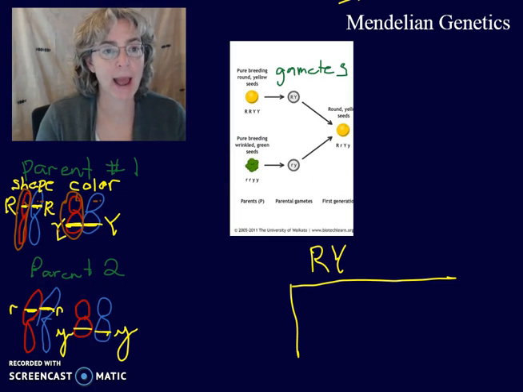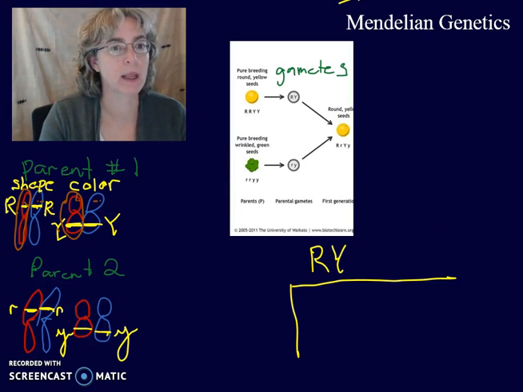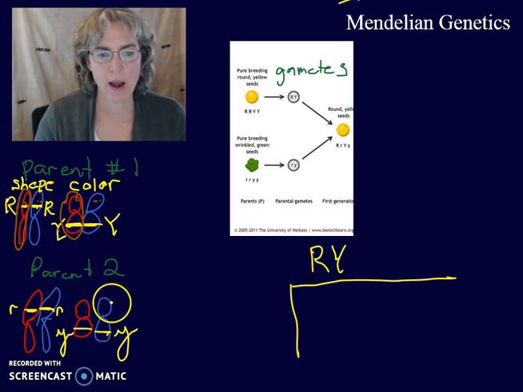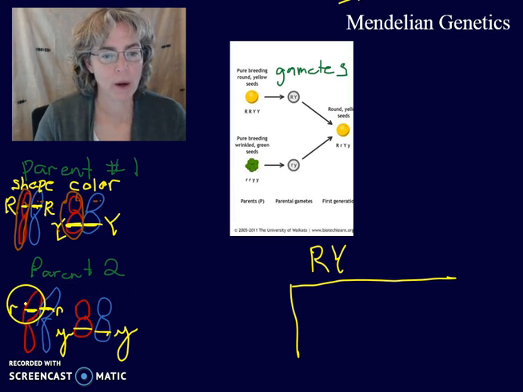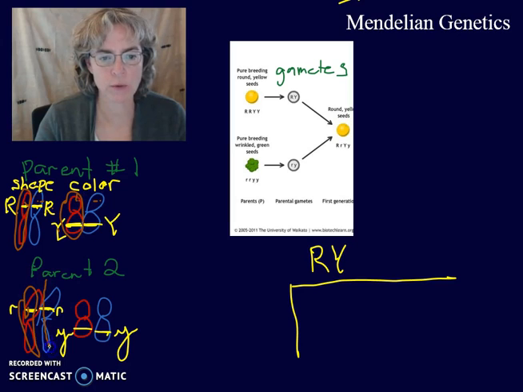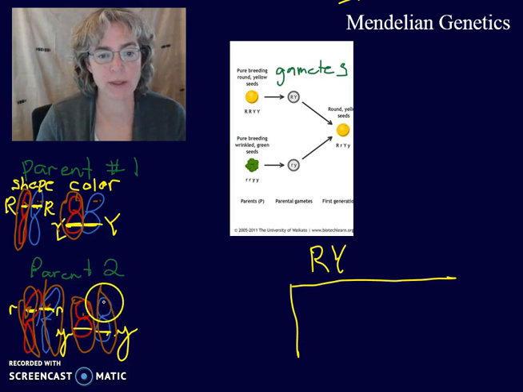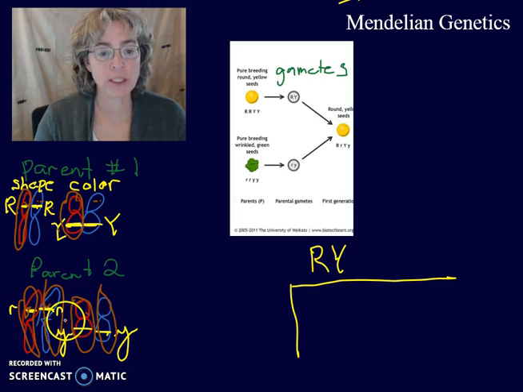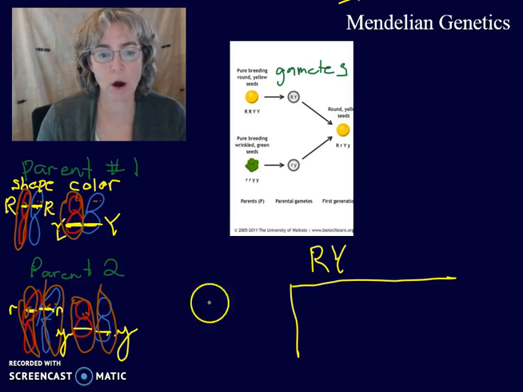And then the same thing is going to happen here. Remember that these chromosomes need to go into our gametes. We could have this chromosome and this chromosome, that chromosome and that chromosome, that chromosome and that chromosome, but they're all still going to be little r and little y.